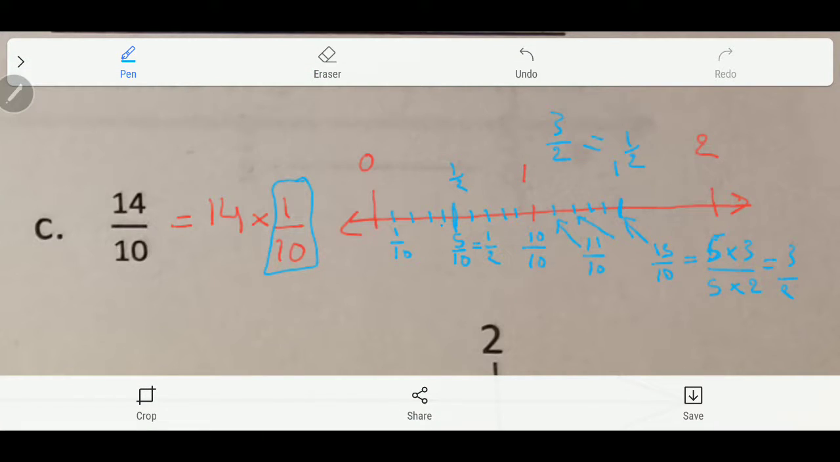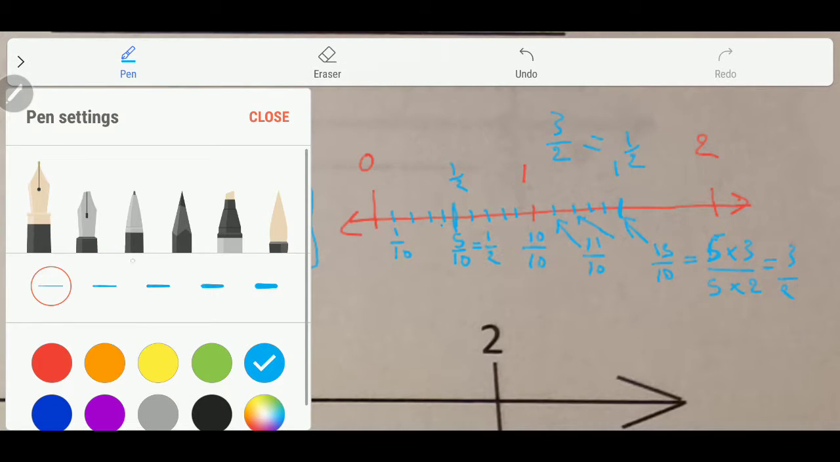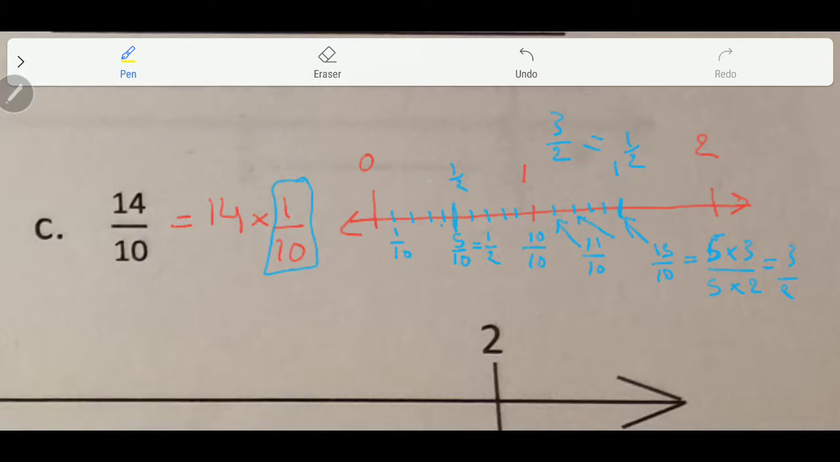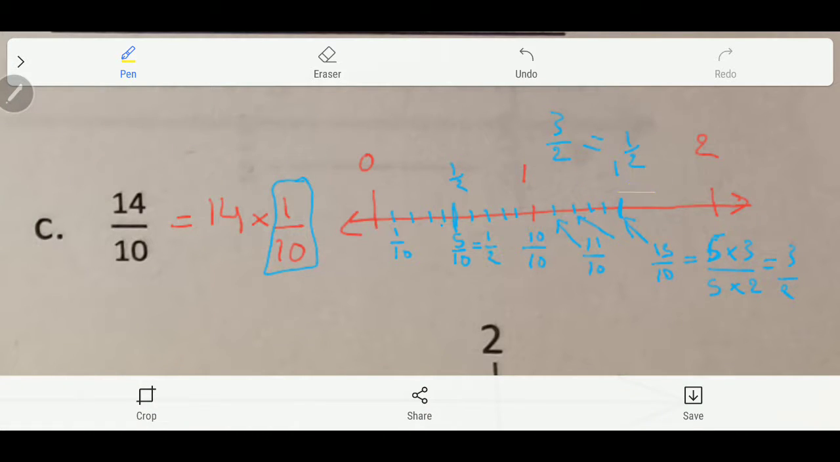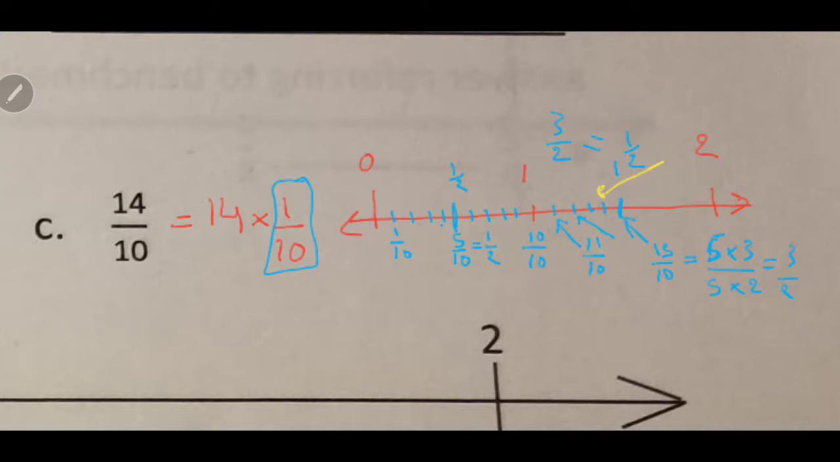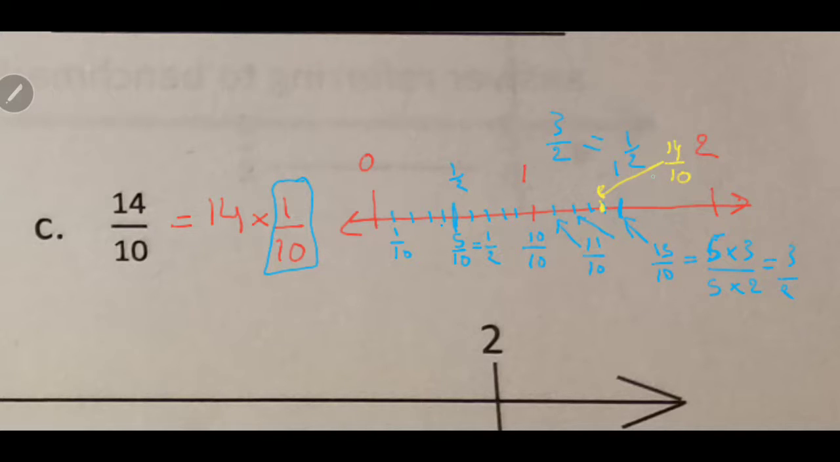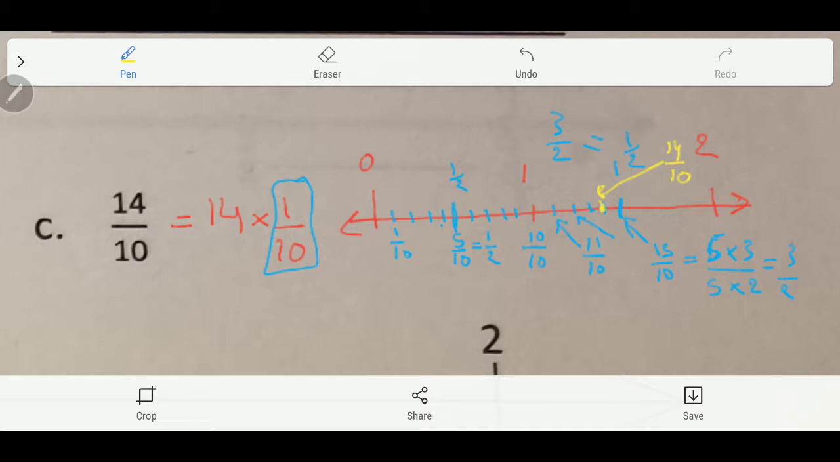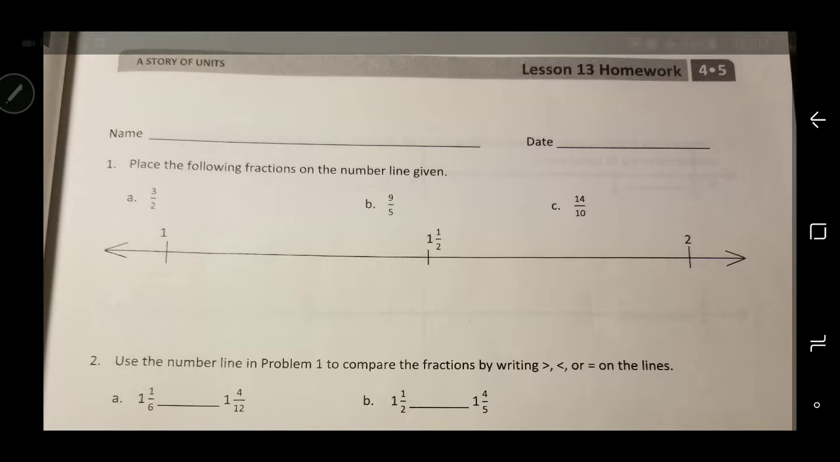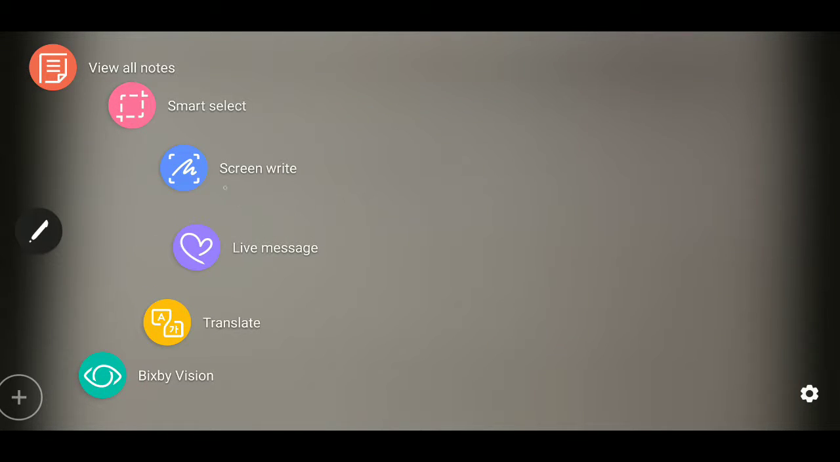Very good. So it's always good to know the difference, know how to play with it. And so what is 14 over 10? Right over there. So 14 over 10 is right before 15 over 10, right? So it's this one here. This is 14 over 10. Very good.